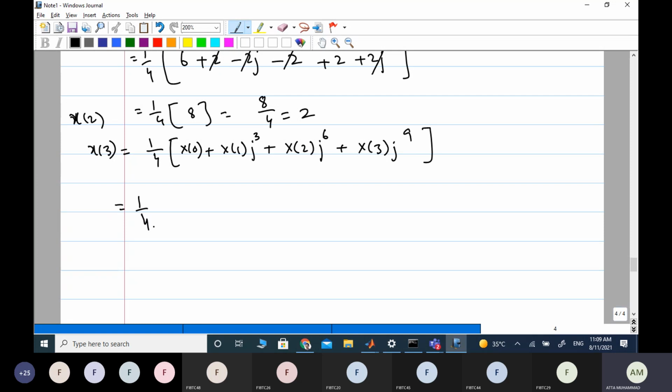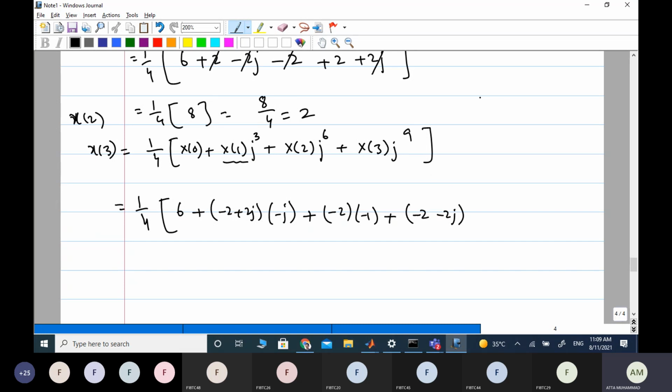Okay, 1 by 4 x of 0 is 6, plus, minus 2 plus 2j x of 1, sorry, and j cube is minus j, we know that. Now we know that x of 2 is minus 2 and j power 6 is minus 1, right. j power 4 is 1 and j square is minus 1, so it's minus 1, plus x of 3, minus 2 minus 2j, and now we have another situation, j power 9.